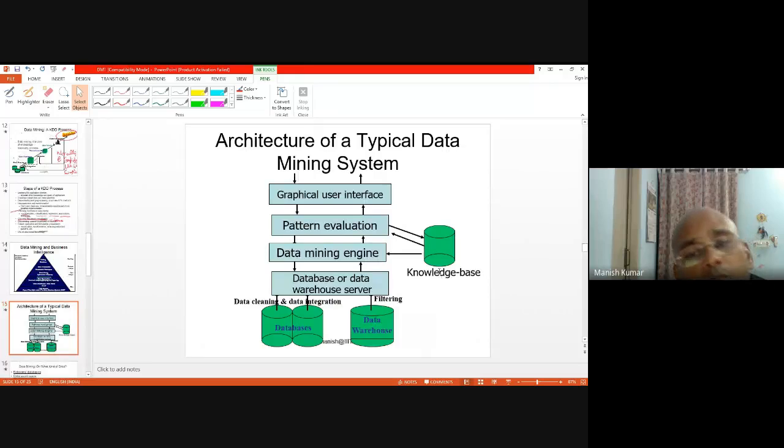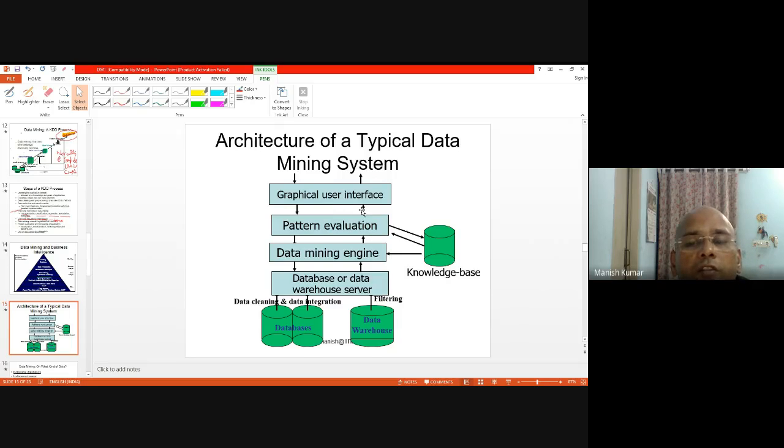Okay, so this is the typical architecture of a data mining system. Data mining is not only done on a data warehouse, but it can also be done on databases. Then comes extraction of the data, and the data mining engine, which is responsible for executing the algorithms, and then some pattern evaluation techniques. This is a knowledge base where metadata is kept. This metadata is very useful for all this evaluation and mining.